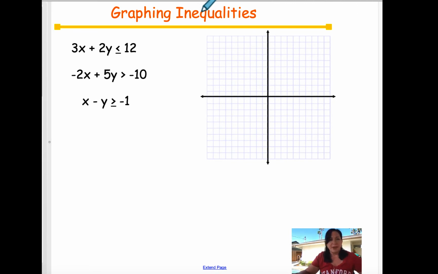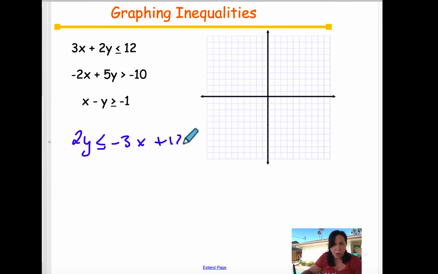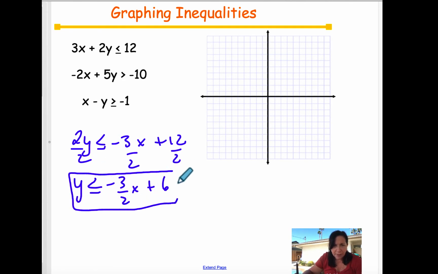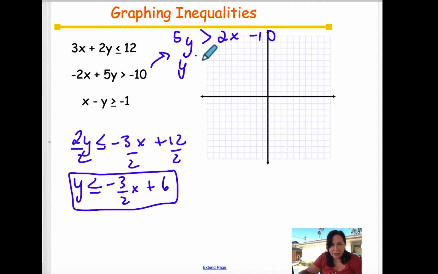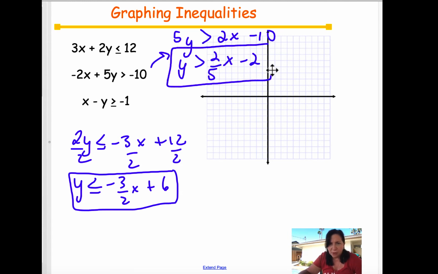Next problem. Graphing these three inequalities. We have the first one, which is 2y is less than or equal to negative 3x plus 12. I'm going to divide everything by 2, and I get y is less than or equal to negative 3/2 x plus 6. So there's one equation. This one right here, I'm going to put up here. And so that's going to be 5y is greater than 2x minus 10. We get y is greater than 2/5 x minus 2. So here's my second equation.